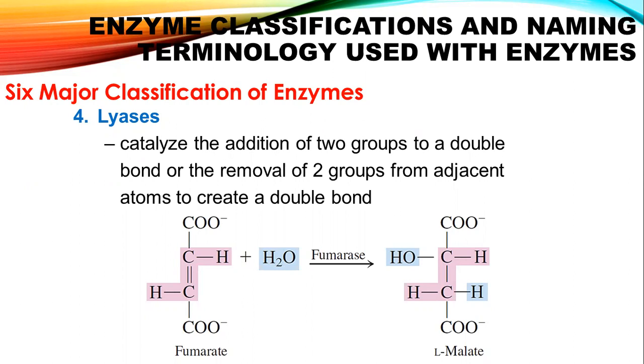But in this case, for a biological system, we actually have lyases. And this one, our substrate is fumarate. We call this particular enzyme for this kind of reaction a fumarase. But you notice that HOH is added here, and the double bond is being broken, and you have two groups being added here. In such a case, you call this one a lyase, with formation of new bonds. And there is a removal of two groups from adjacent atoms to create a double bond. So either you create a double bond or you break the double bond to form two new bonds here. Then that kind of reaction is a lyase.